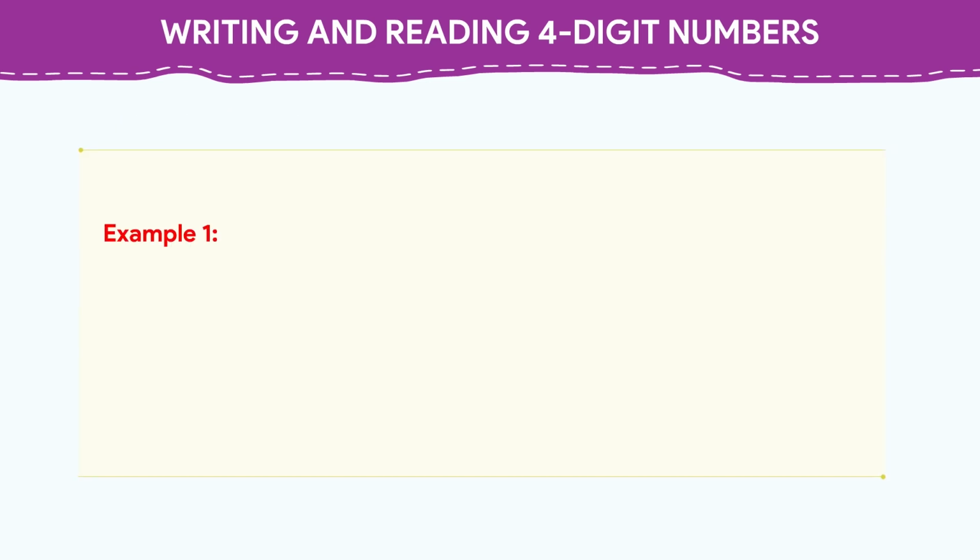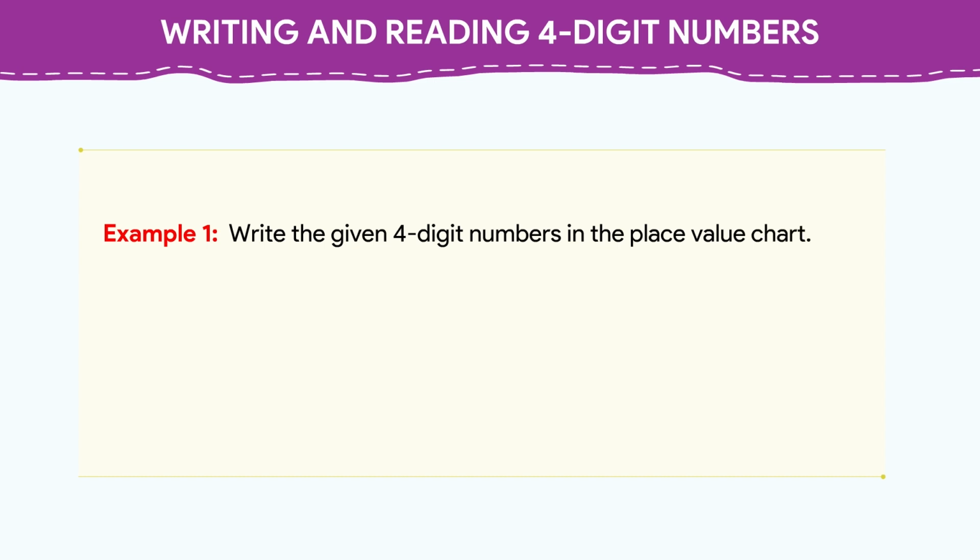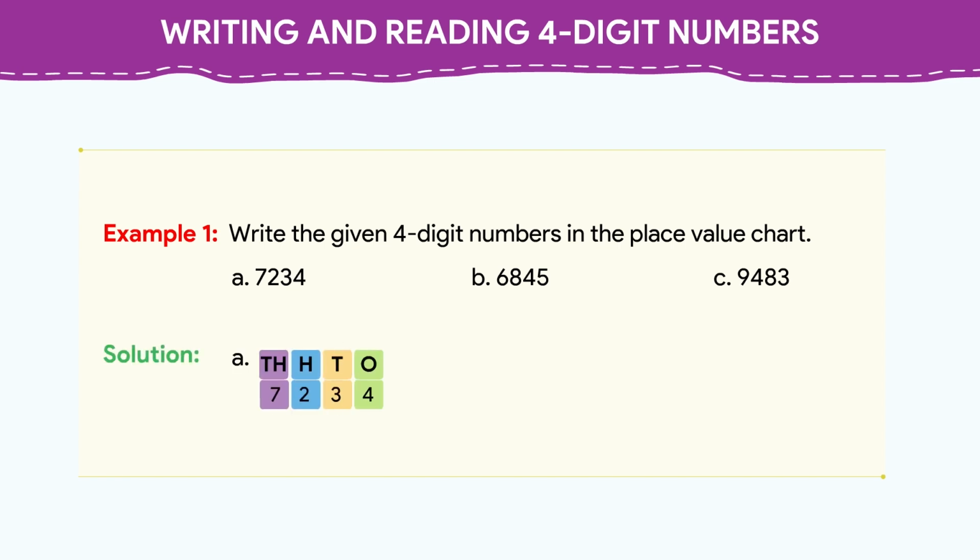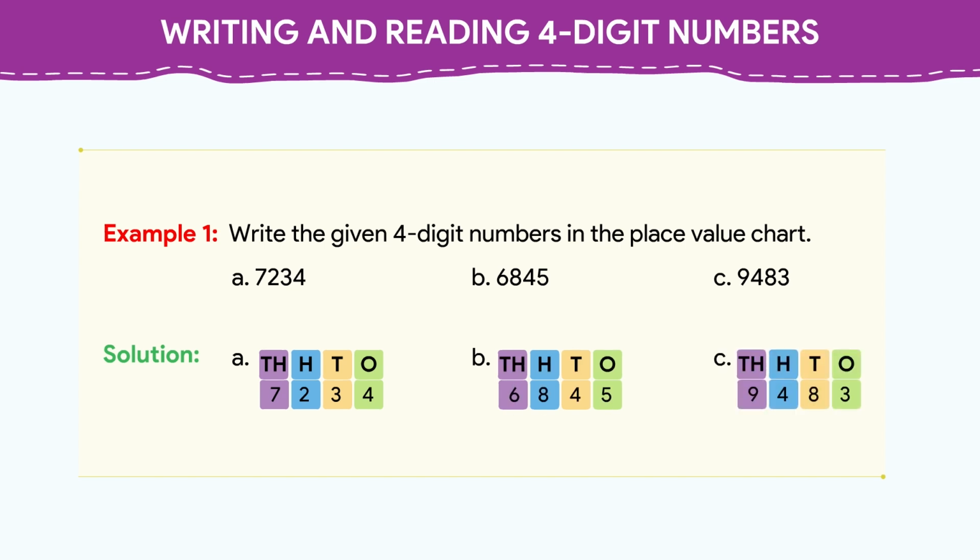Example 1. Write the given 4-digit numbers in the place value chart. A. 7234. B. 6845. C. 9483. Solution. A. 7234. B. 6845. C. 9483.